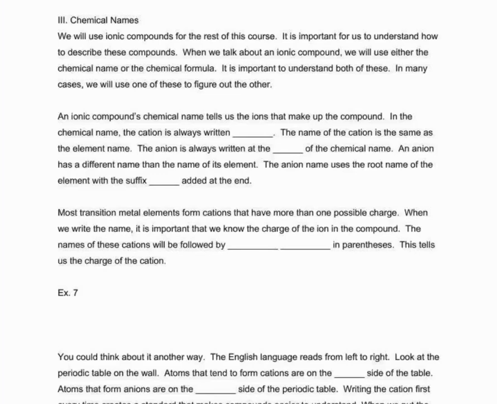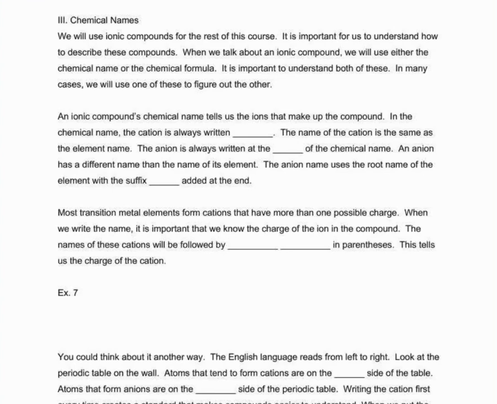Okay, so we're in Unit 5, and now we're starting to talk about chemical names for ionic compounds. We're going to use ionic compounds for the rest of the course, so it's important for us to understand how we're going to describe the compounds. When we talk about a compound, we can use one of two things. We can use the chemical name, or we can use the chemical formula. It's important for us to understand both of these, and in many cases, if we have one, we can figure out the other.